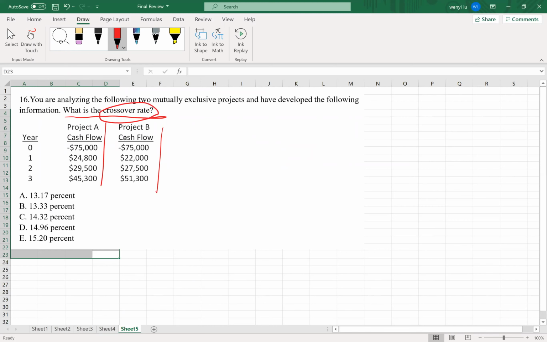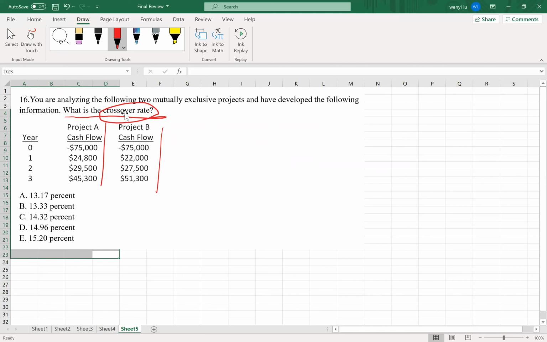I'm not sure if you have watched my video on YouTube for this part. In that video, I show how to solve the crossover rate with very detailed explanations. If you haven't watched it, you can check it on YouTube. Let me do this one for you.